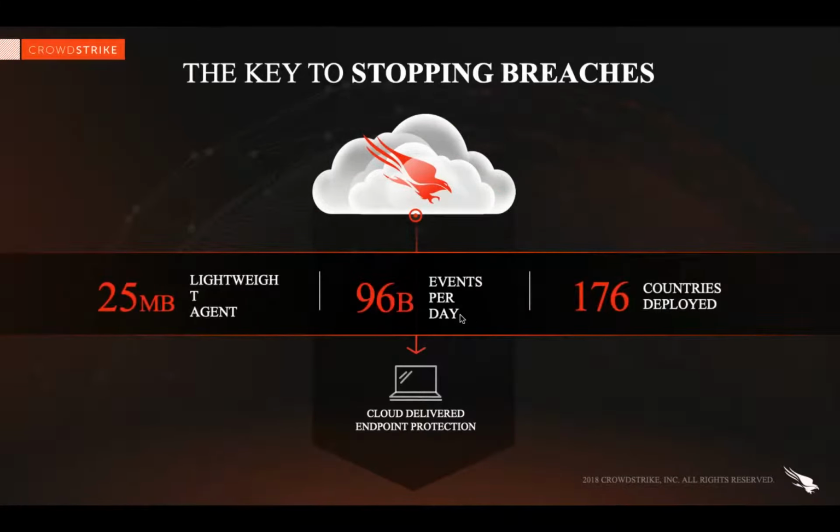When it comes to CrowdStrike, it's a single layered architecture. When I say single layered architecture, it means that you don't require multiple agents to be doing different jobs. It's one single agent which does everything for you, a lightweight 25 MB agent, and then it's a huge database of behavioral patterns, right? And approximately 96 billion events are received onto the CrowdStrike cloud, which is used across 176 different countries, right?